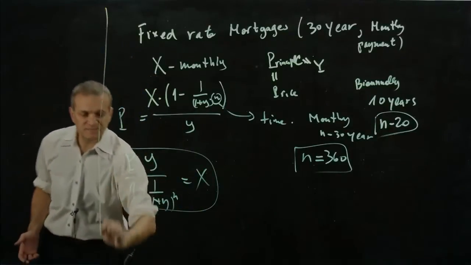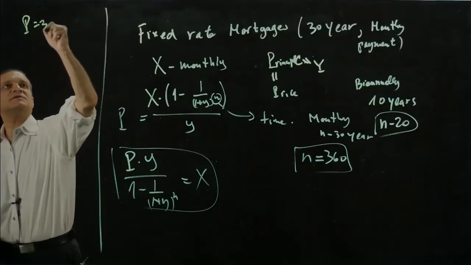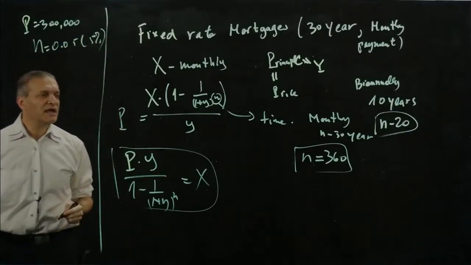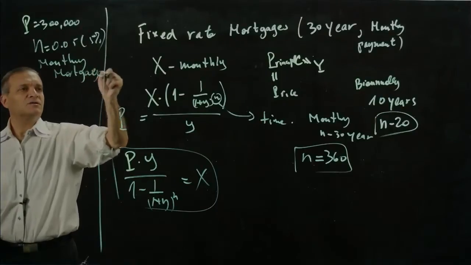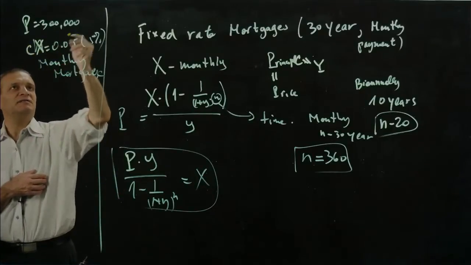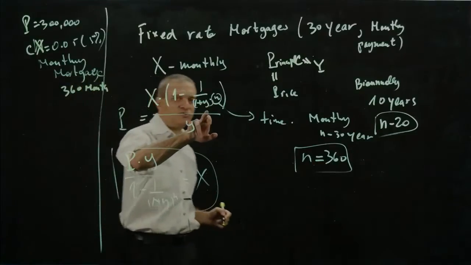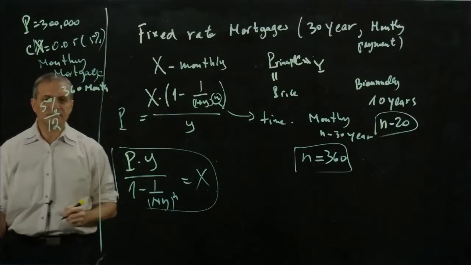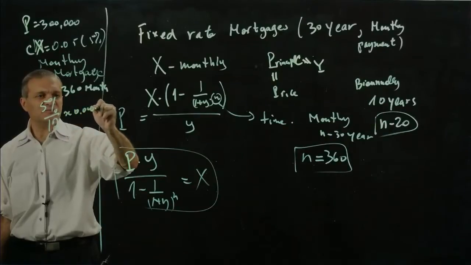So for example, assume that you have P equals 300K. Your coupon is 5%, and it's a monthly mortgage. So in this case, what will be your Y? Because this coupon is annual, and you have, let's say, 30 years, so 360 months. Your yield will not be the 5%, but 5% divided by 12, which is a little bit more than 0.04 per month.